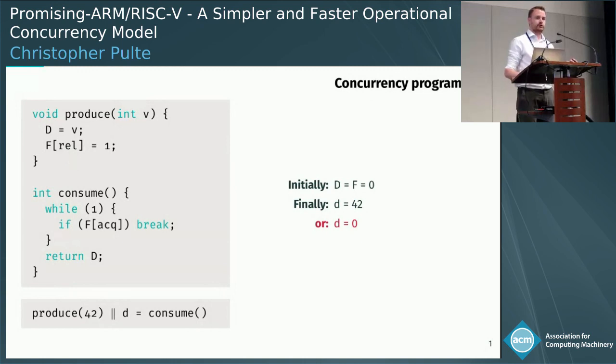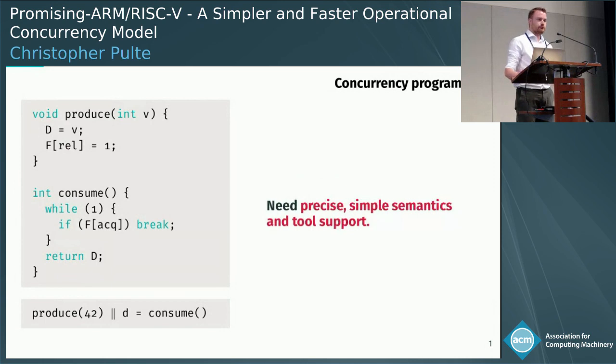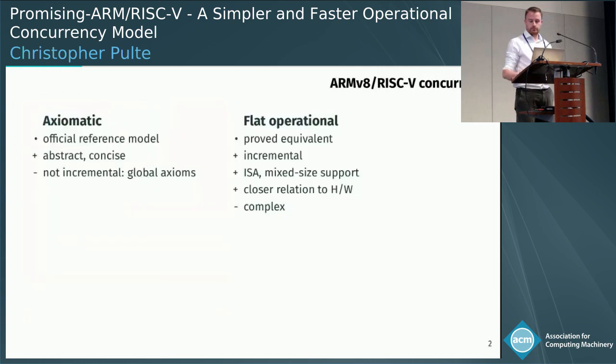But the problem is that the typical kind of testing would not have revealed this bug, because many of these relaxed memory outcomes only show up a couple of times in a million runs and maybe only on particular hardware. So this is infeasible to do by testing, and instead what's required is a precise semantics of the concurrency behavior, and ideally also tool support for detecting those kinds of bugs. Here we're trying to address this for ARMv8 and RISC-V.